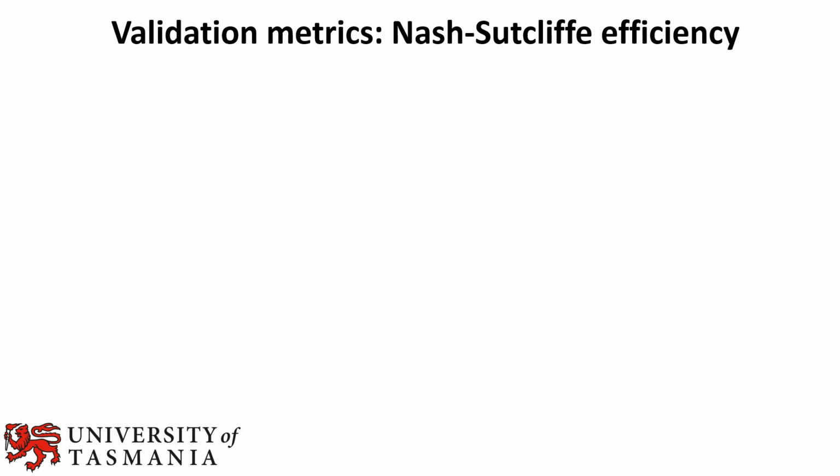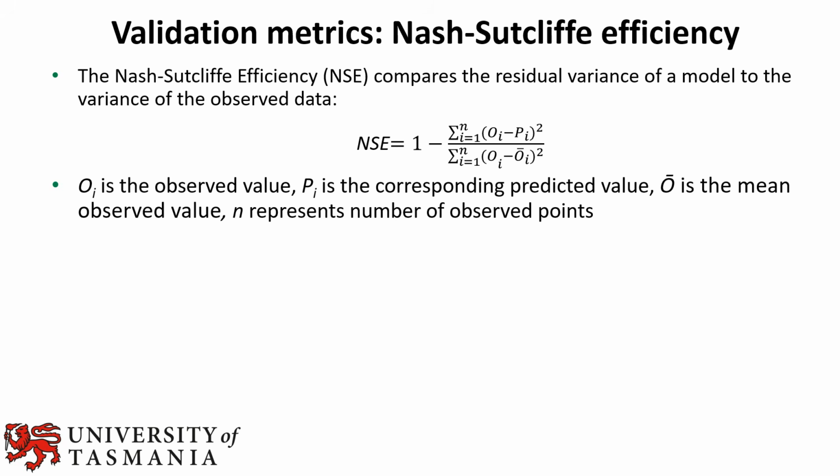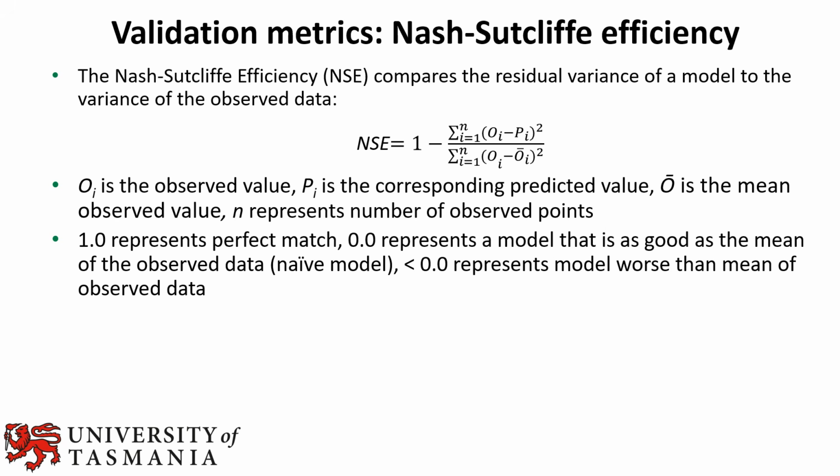You have then the Nash-Sutcliffe efficiency, or NSE. It compares the residual variance of a model against the residual variance of the observed data. And again, calculated in a similar way, so it's 1 minus the sum of the squared differences between the observations and the predictions, divided by the sum of each observation minus the mean of the observed value. So if you take note of that denominator there, what it's actually telling you is it's comparing your predicted values, P, against the mean of the observed value.